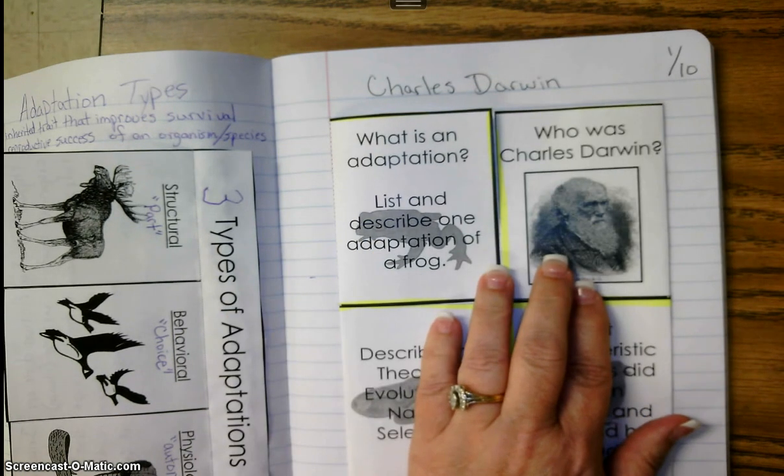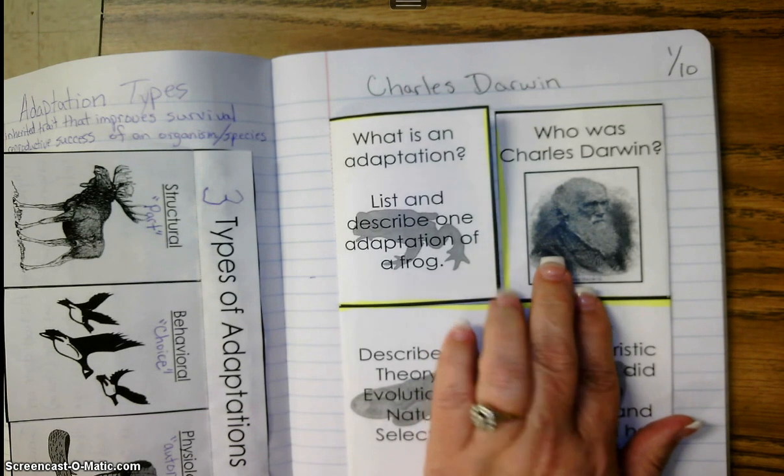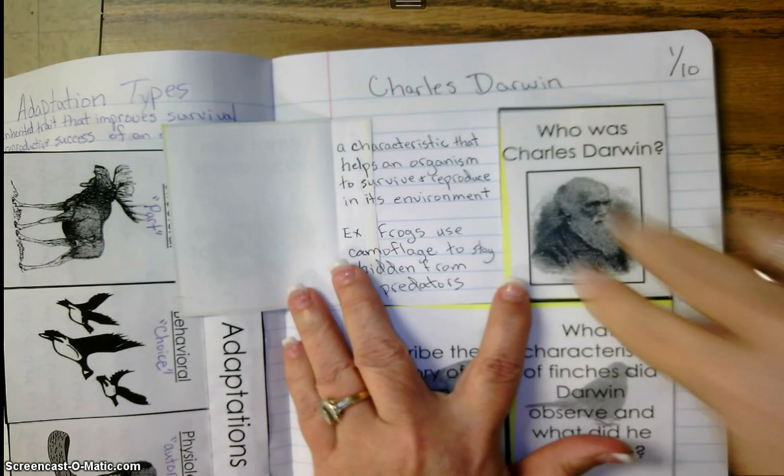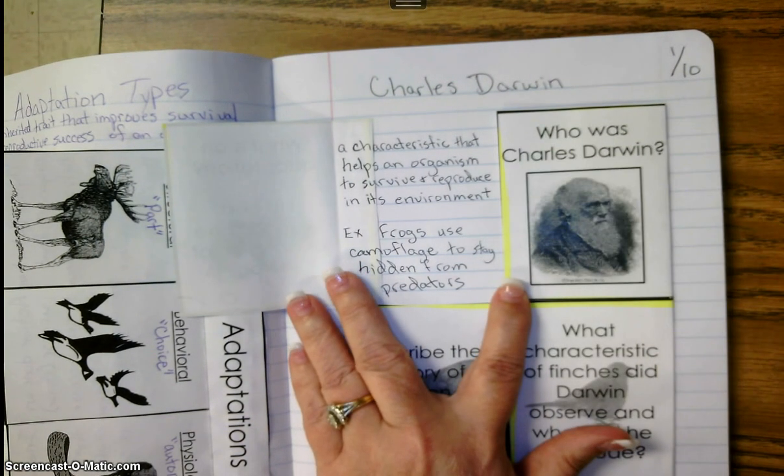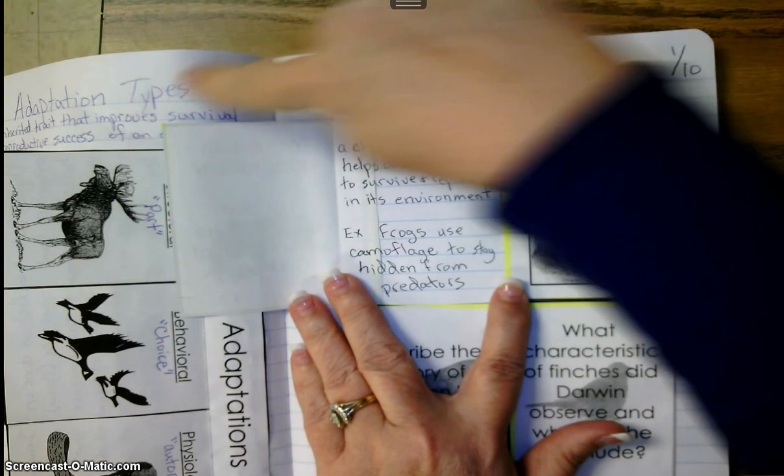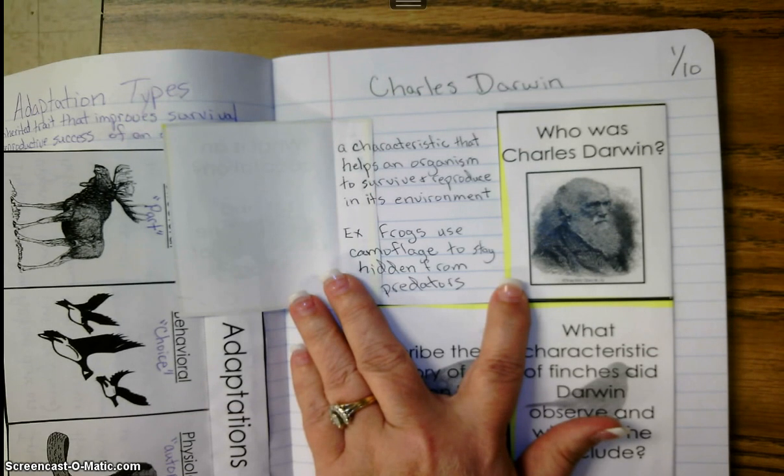On the other side, it says, what is an adaptation? List and describe one adaptation of a frog. So an adaptation is a characteristic that helps an organism to survive and reproduce in its environment. Notice this definition and the definition on the previous page mean exactly the same thing, but they aren't using the exact same words. You need to understand the meaning, not just recognize a word.